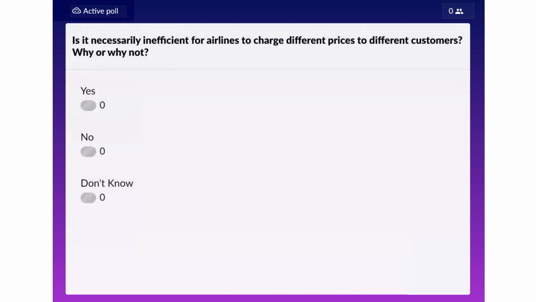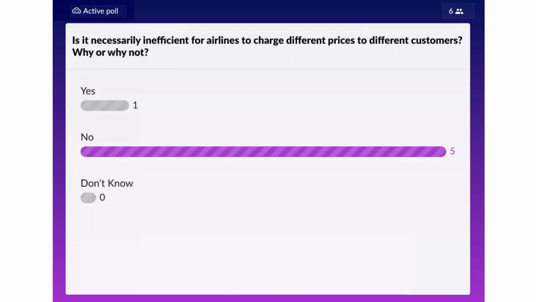Is it necessarily inefficient for airlines to charge different prices to different customers? Why or why not? So there's yes, no, or don't know. Very quickly, the majority says no. So the real issue is, why is it not necessarily inefficient?